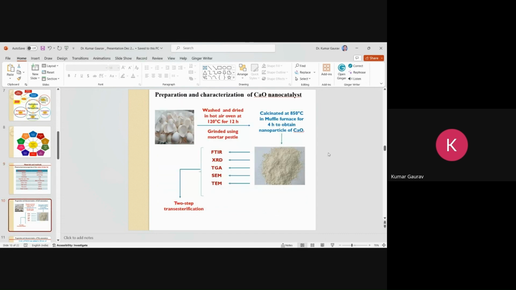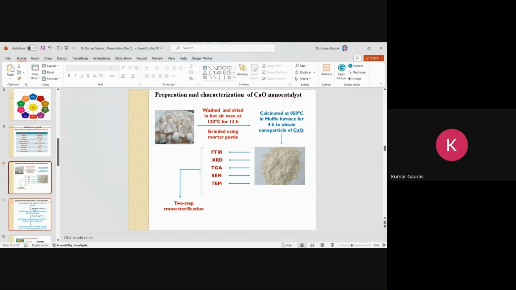So we synthesized the calcium oxide nanoparticle. We used eggshell, which we crushed and dried in a hot air oven, and the grinding was done with the help of a mortar and pestle. After that, we calcinated it at a very high temperature, 850 degrees centigrade for 4 hours, to obtain the calcium oxide nanoparticle.